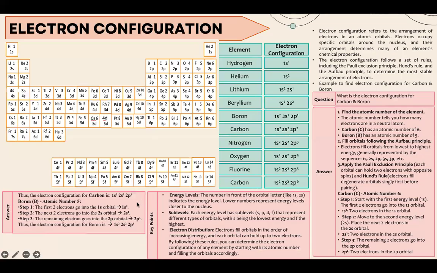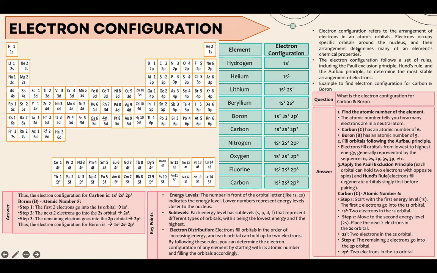Let's look into electron configuration. On the left-hand side is a periodic table, and this table reflects the electron configurations for various elements such as hydrogen, helium, lithium, beryllium, boron, carbon, nitrogen, oxygen, fluorine, and neon. Electron configuration refers to the arrangement of electrons in an atom's orbitals.